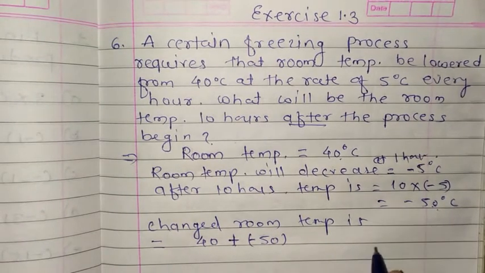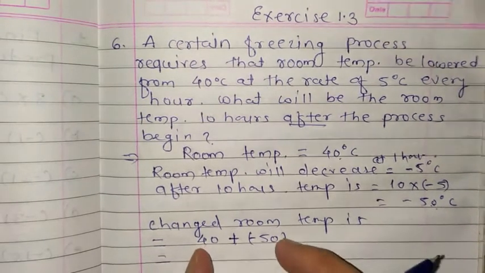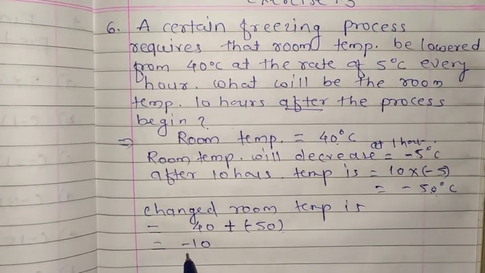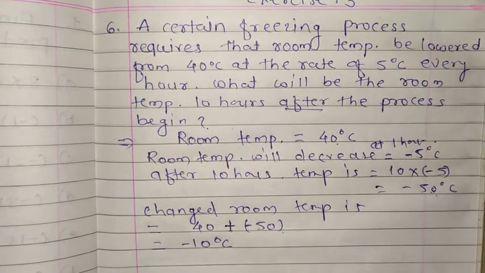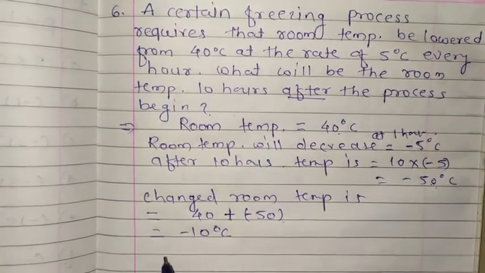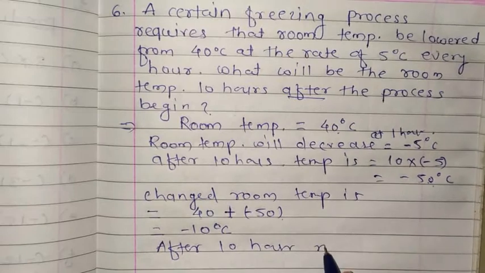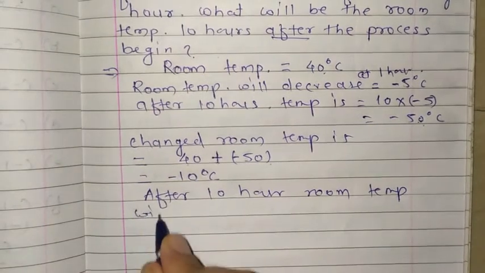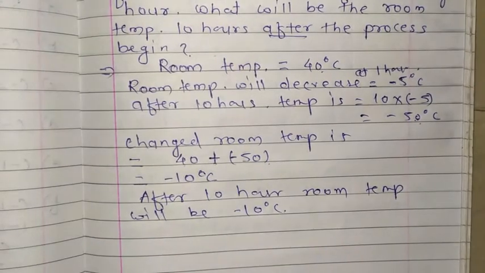So for getting the difference of the current and the changed room temperature, as you know, there should be a subtraction of these two values, so we use plus here. So 40 minus 50 is nothing but minus 10, and we give the minus sign of the greater number, so it is minus 10 degree Celsius. So you can write here: after 10 hours room temperature will be minus 10 degree Celsius. So this is the answer of question number 6.